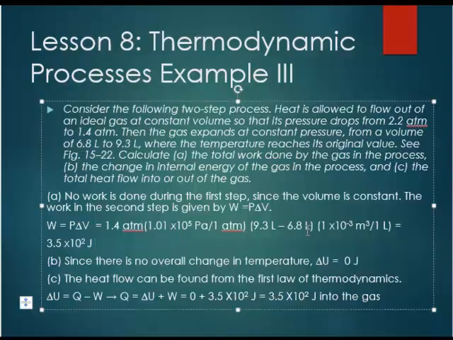The volume difference is the final minus initial, so it went from 6.8 to 9.3. Then you multiply by the conversion of how many cubic meters there are per liter. 1 cubic meter is 1,000 liters, so that means there's 1/1000th of a cubic meter in a liter. Multiply all those through, and you get a final answer of 3.5 times 10 to the 2 joules.